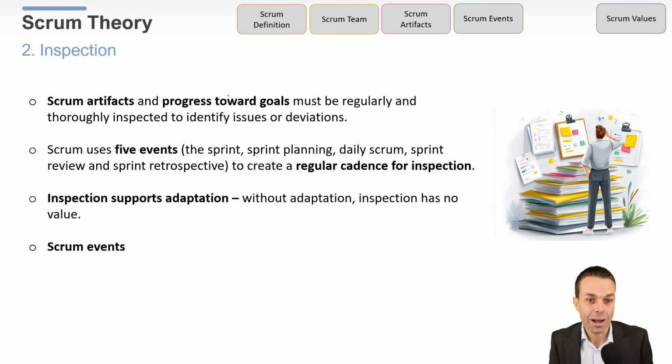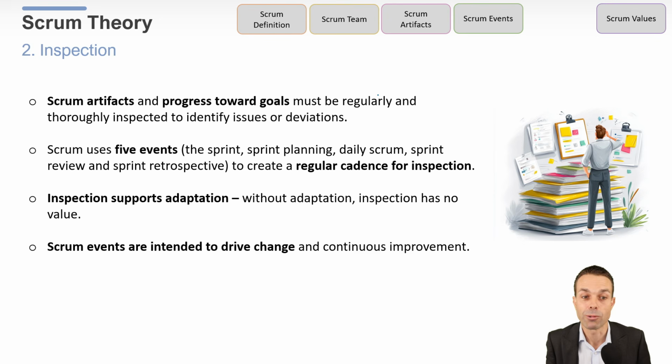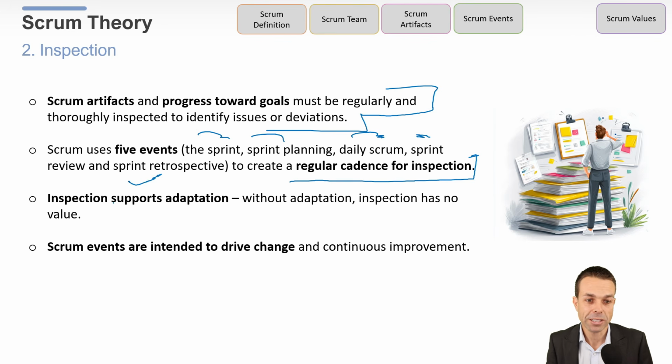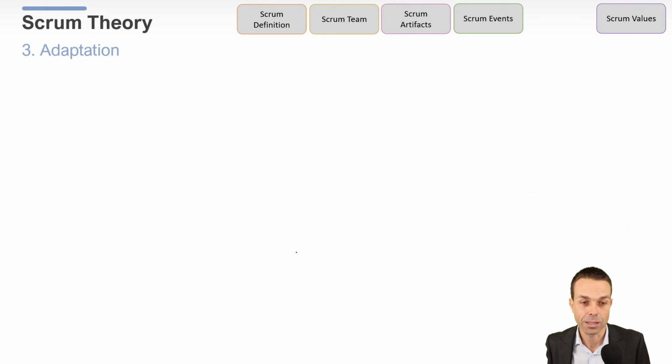Now, inspection. Scrum artifacts and progress towards goals must be regularly and thoroughly inspected to identify issues or deviations. So we're always looking at what we've done. Scrum uses 5 events, and we've been through those, to create a regular cadence for inspection. Remember, it's the sprint, sprint planning, daily Scrum, sprint review, and the sprint retrospective. Inspection supports adaptation. So we inspect, and then we update our approach, update the product, and we adapt to the situation. Scrum events are intended to drive change and to drive continuous improvement.